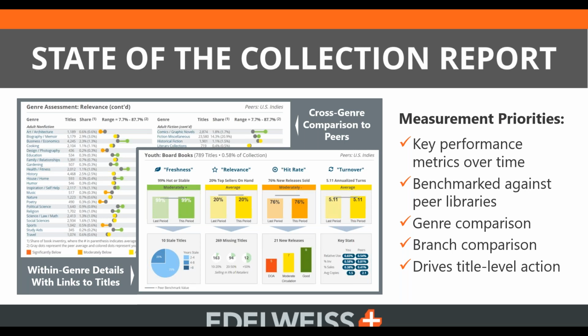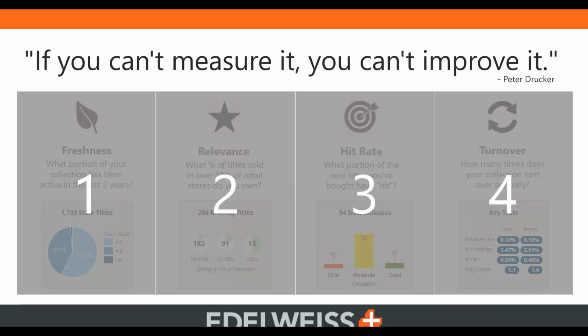The report gives you these performance metrics over time, and it measures you against your peer libraries, and it allows you to drive action at the title level. So we use standard BISAC genres and compare each genre's performance so that you're making comparisons genre by genre. Peter Drucker noted that if you can't measure it, you can't improve it.